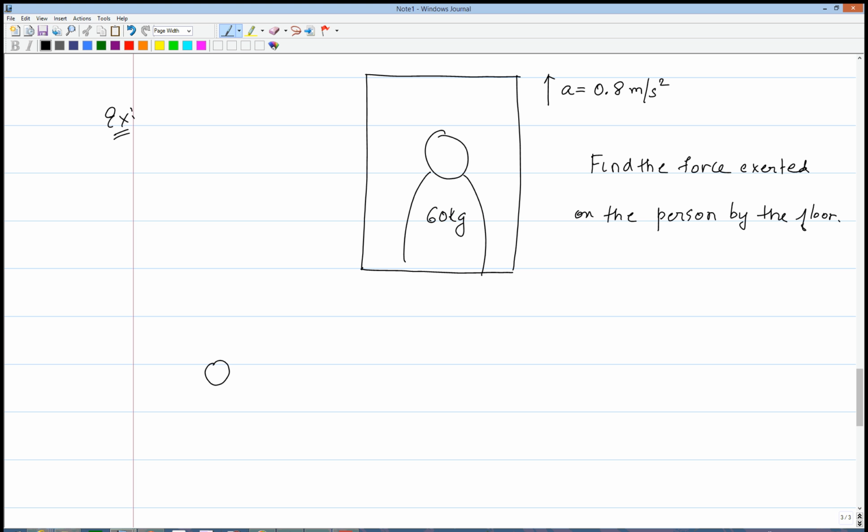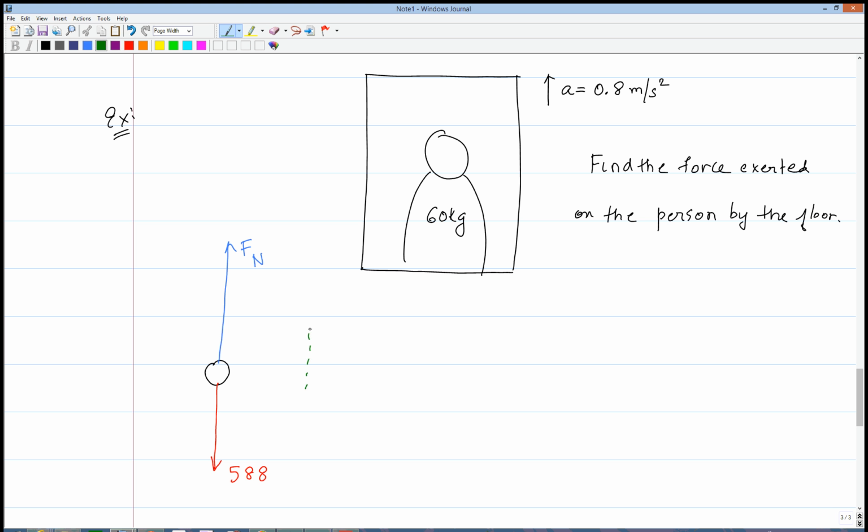And what we know is that the weight of the person pulls the person down. So that is 60 times 9.8, and I hope by now you know that that number is equal to 588 newtons. The floor of the elevator exerts a force on the person, which is Fn. Since we only have one object, I don't need to put another subscript like N1 or N2. It's simply Fn.